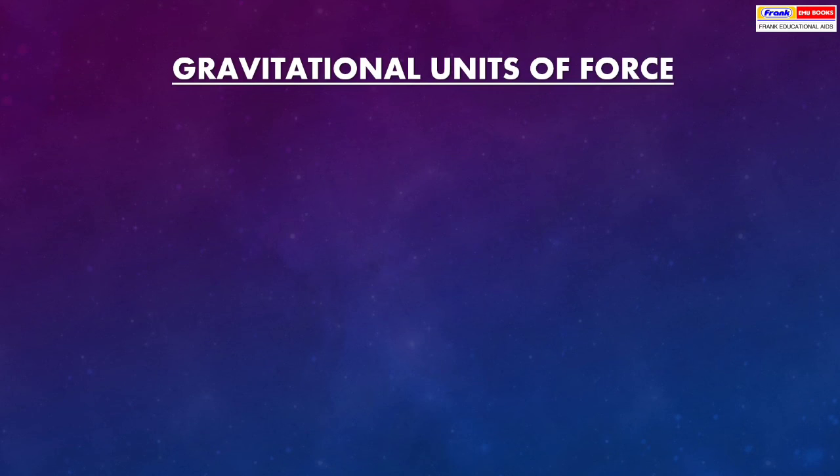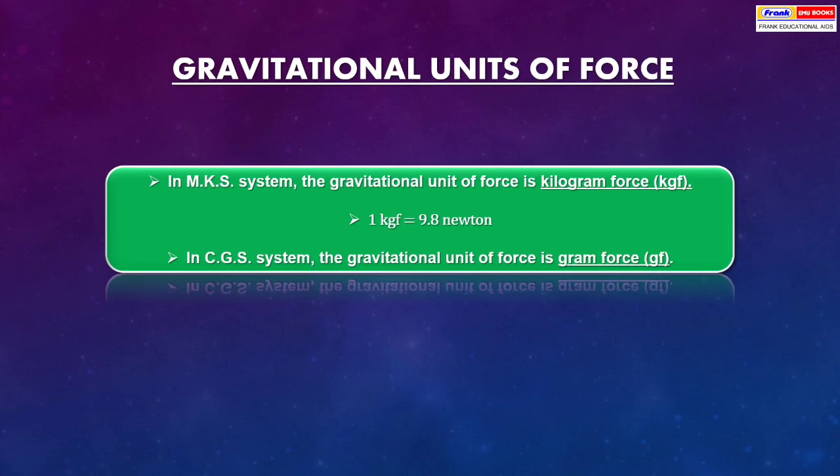Now gravitational units of force. In the MKS system, the gravitational unit of force is kilogram force, kgf, and 1 kgf equals 9.8 Newton. In the CGS system, the gravitational unit of force is gram force. That's all in this lecture.